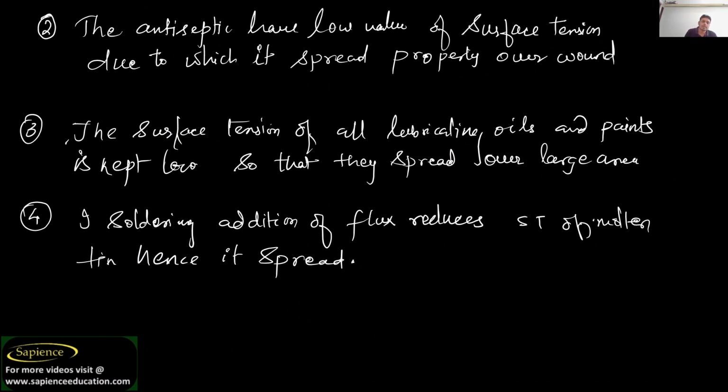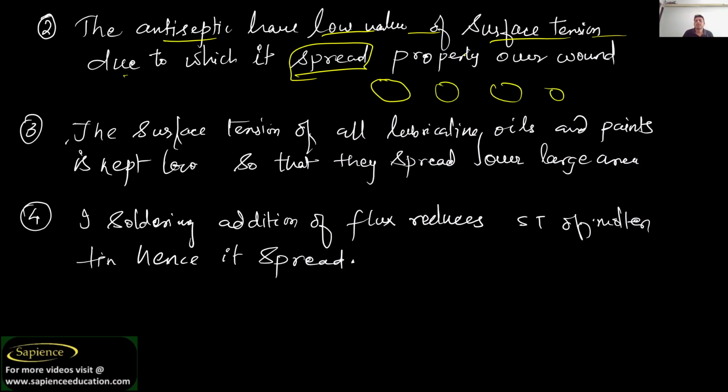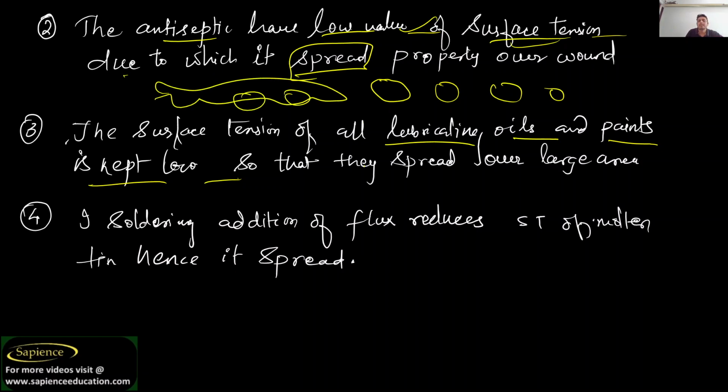Antiseptic, the most important thing: antiseptics have a low value of surface tension, because if they did not have a low value, they wouldn't be able to spread. They would try to accumulate like a ball-like structure. So that's why an antiseptic must have a lower value of surface tension. The surface tension of all lubricating oils and paints is kept low. Why? Because if surface tension is low, what will happen? It won't accumulate at one place. It will spread easily. So that's why it spreads over a large area.